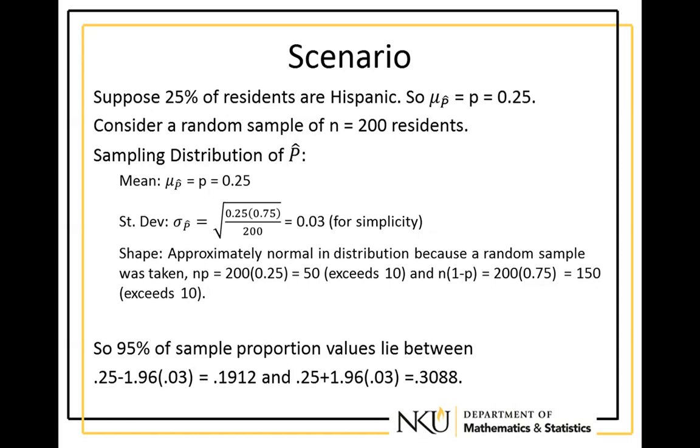So 95% of sample proportion values lie between what? The mean value minus that z-score for 95% confidence of 1.96 times the standard deviation, which remember we rounded off to 0.03. So that is 0.1912 when we round to 4 digits. Similarly, the right endpoint would be the mean 0.25 plus z 1.96 times the standard deviation 0.03, and that gives me a right edge of 0.3088.